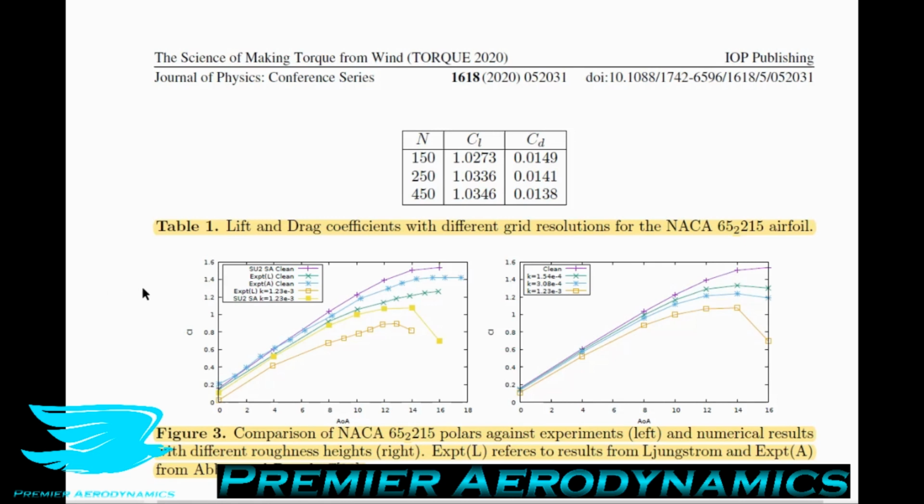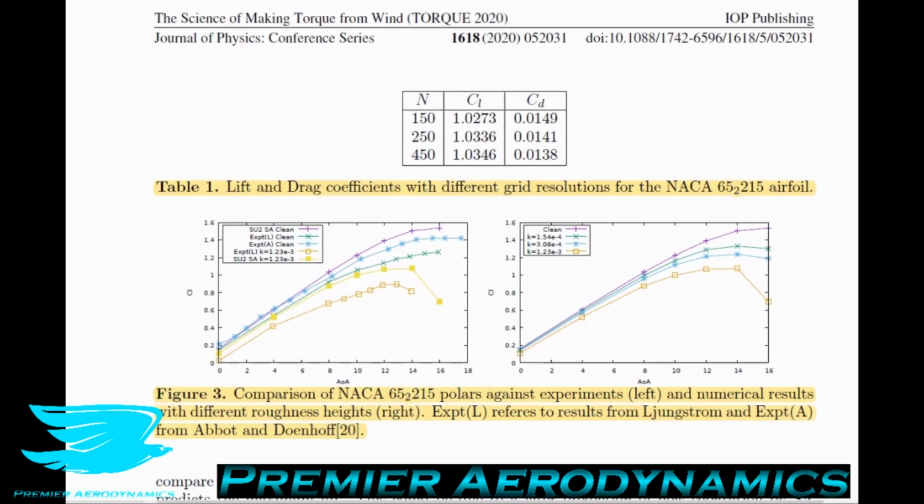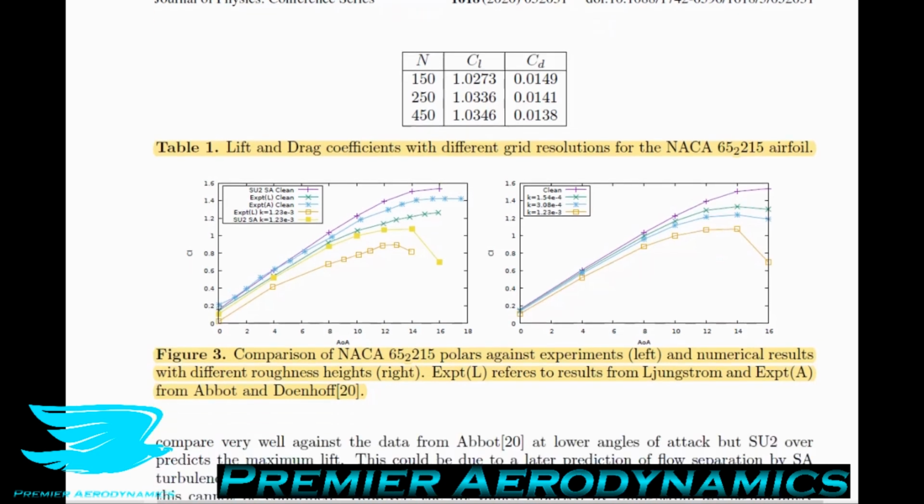The left of figure 3 shows the comparison of numerical results of the Spalart-Allmaras model under clean conditions, and with a roughness height of the equivalent sand grain roughness compared to the chord of 1.23 by 10 to the minus 3. So it's very, very fine. The numerical results from the CFD compare very well against the data from another researcher at lower angles of attack. But when they get to high angles of attack, their CFD overpredicts the maximum lift. This could be due to the later prediction of the flow separation by the Spalart-Allmaras turbulence model compared to the experiments. And this is one problem of Spalart-Allmaras.